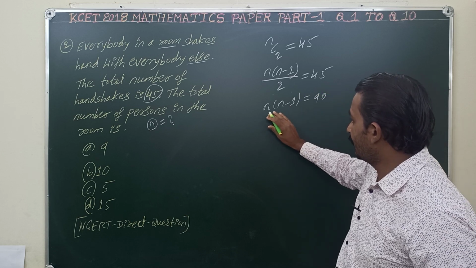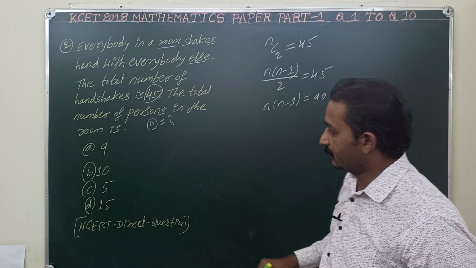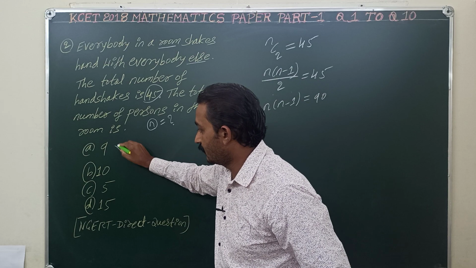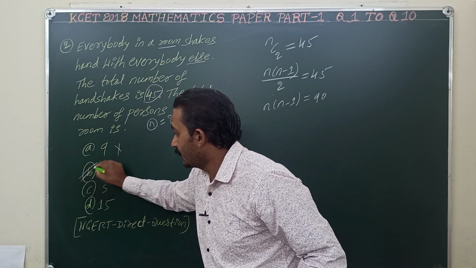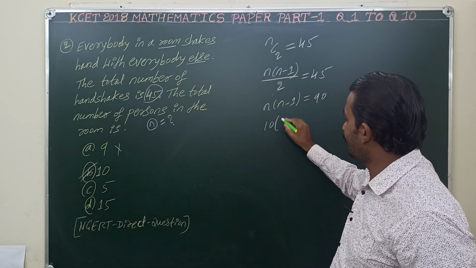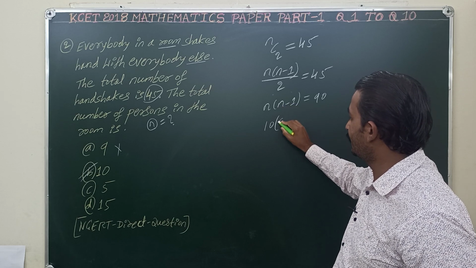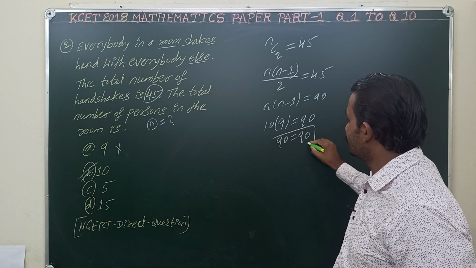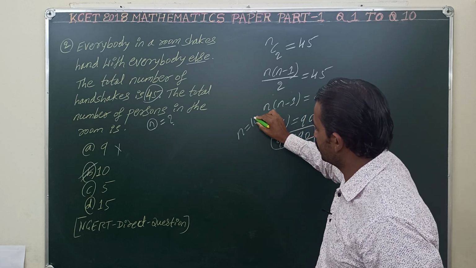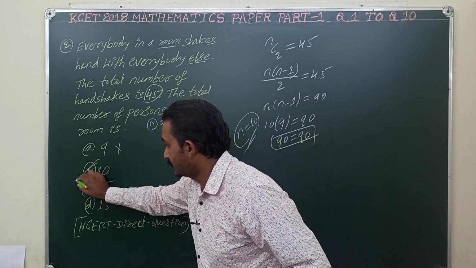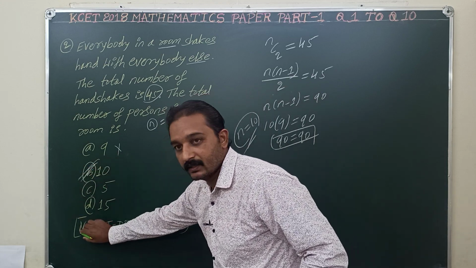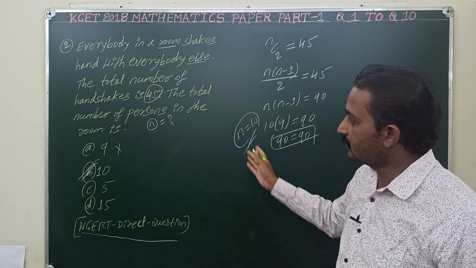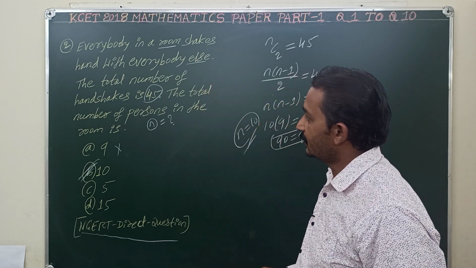So we have to find the n value by the inspection method. Put n equal to 9: left hand side is not equal to right hand side, it is wrong. Put n equal to 10: left hand side is equal to right hand side. 10 into 10 minus 1, that is 9, gives 90. So 90 is equal to 90. So n equal to 10 is correct in this case. So option C is the correct answer. This is an NCERT direct question. All the students attend this question easily because they have already solved this type of question in the NCERT textbook.